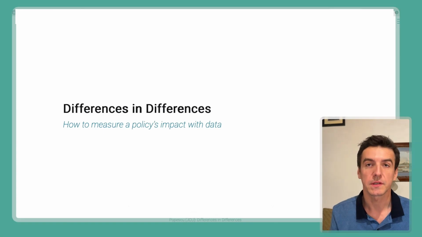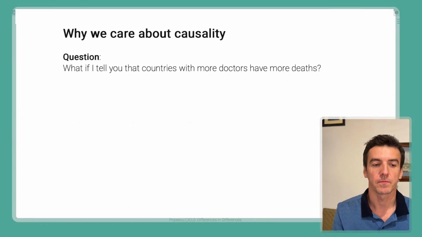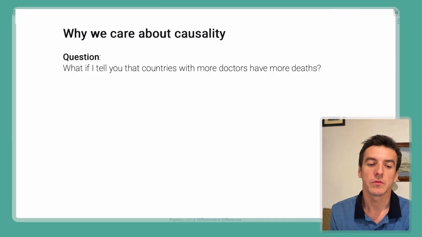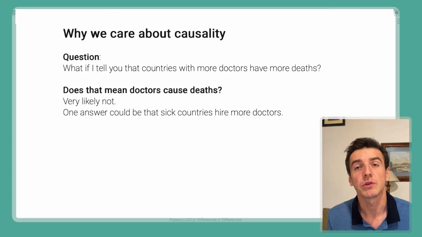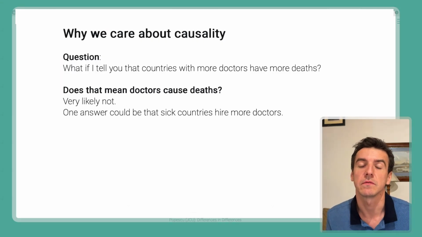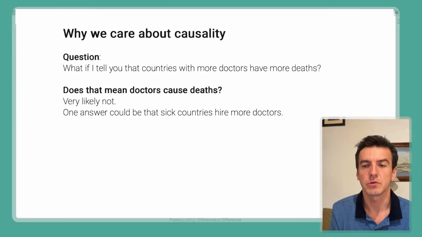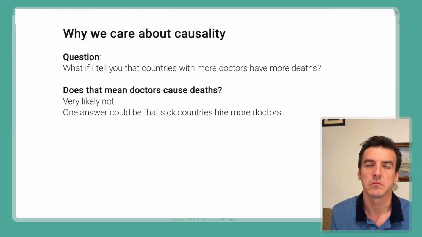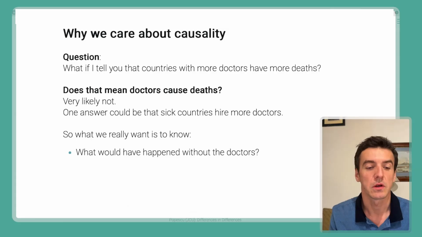Okay, so today we're discussing differences in differences, how to measure a policy's impact with data. So let's imagine that we notice that countries that have more doctors have more deaths. Is it possible that in countries where you have more doctors, you in fact have more deaths? To what extent can we reach the conclusion that having more doctors, in fact, causes more deaths? In principle, if we think about logic, that should not be the case. It could, in fact, be the case that countries that are more sick or where patients are more sick are likely to hire more doctors.